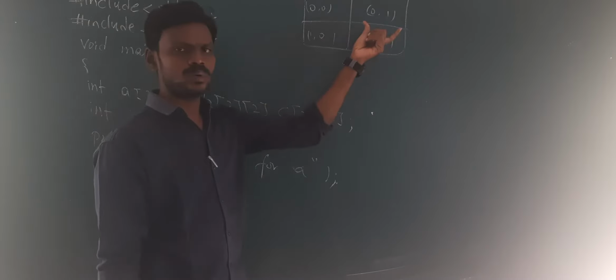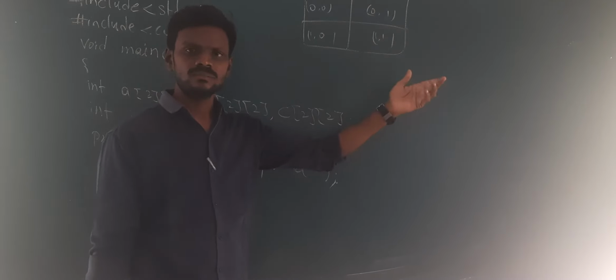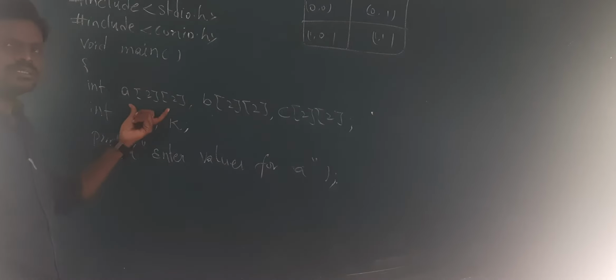Okay, I am asking you to enter the values for A. How will you access the values? By using scanf. But we do not have a single row where we would use for i equals 0, i less than n, i plus plus to accept the values. It is not that case. Why? Because it is a 2 by 2 matrix.